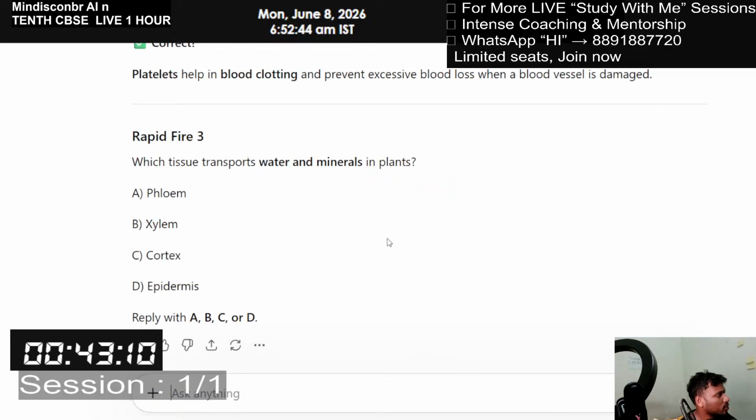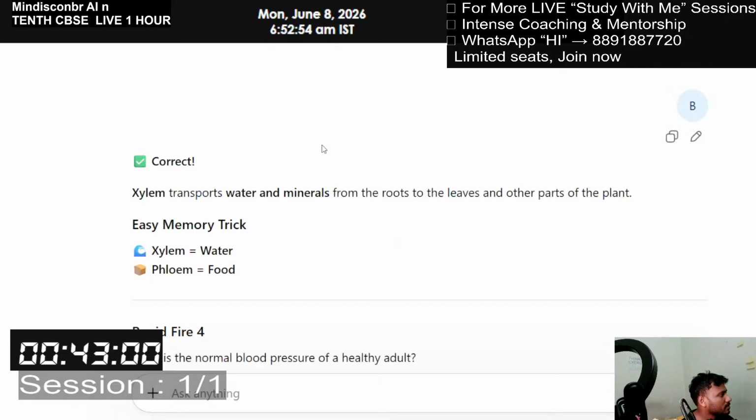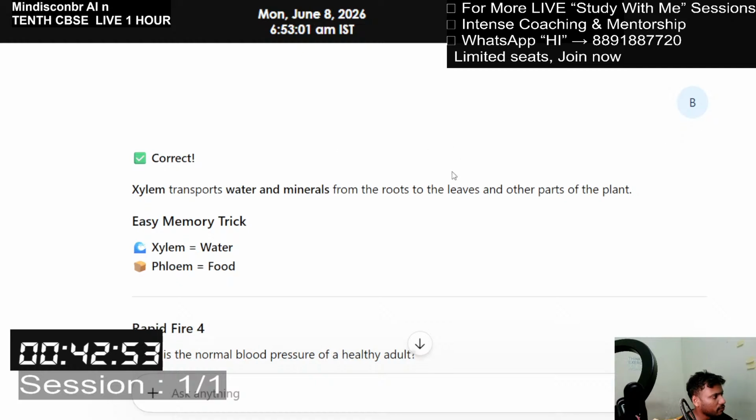Which tissue transports water and minerals in plants? Xylem. Xylem transports water and minerals from the roots to the leaves and the other parts of the plant. Xylem, water; phloem, food.